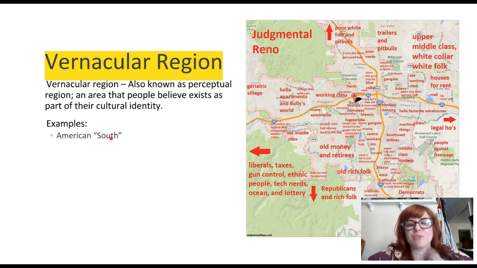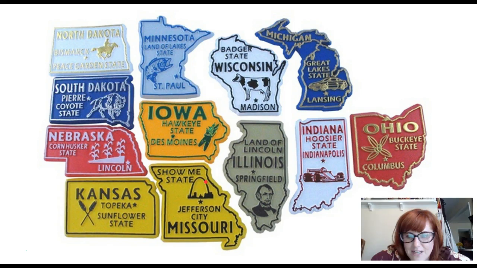Okay, and then a vernacular region, also known as a perceptual region. These are kind of difficult to define because they're very vague, okay? So it's more like what people have in common within that region is some sort of cultural identity. This is kind of a funny thing I found, but this is like the perceptions of what we think people in Reno do. Sorry, Sun Valley. And then let's see, upper middle class white folk in like that looks like the Vista area of Sparks. I thought that was kind of funny.